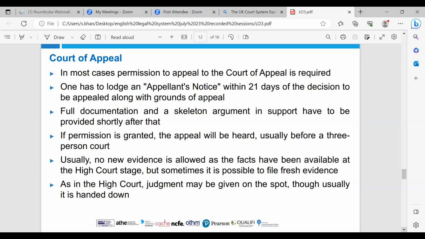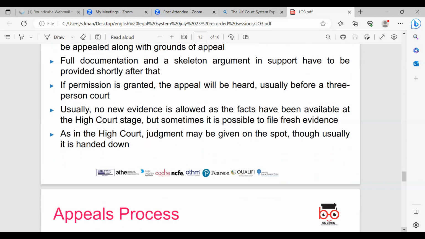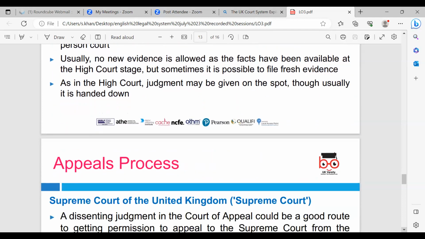As we've mentioned earlier, one has to lodge an appellant's notice within 21 days. If permission to appeal is refused at that stage, that is the end of the matter. One cannot take it further to the Supreme Court, and will have been refused twice, in the High Court and the Court of Appeal.